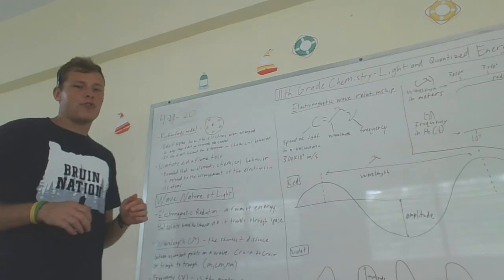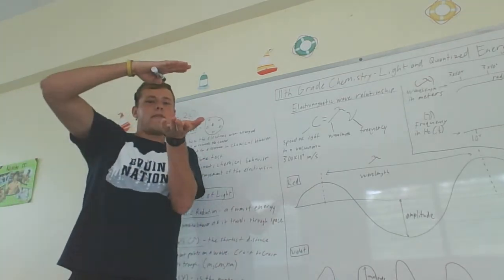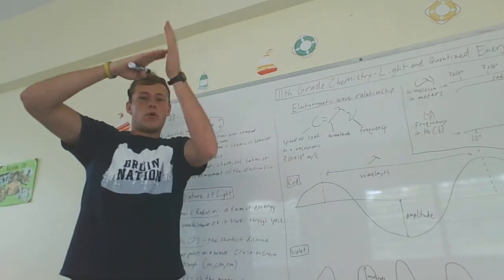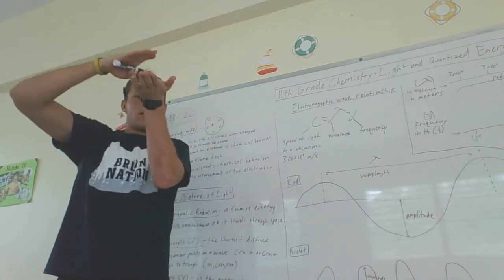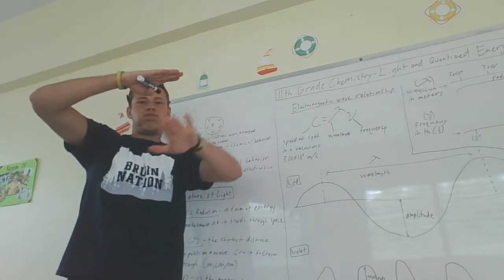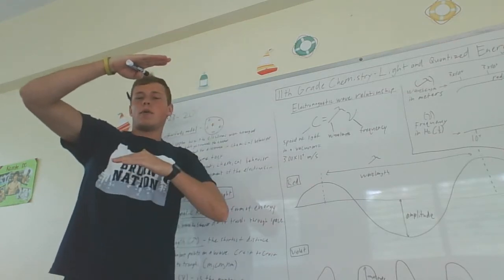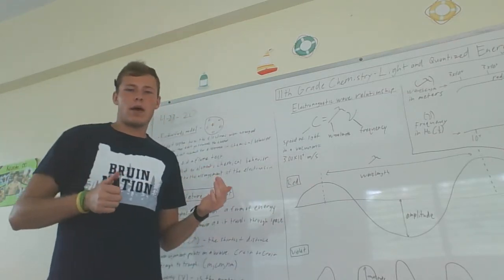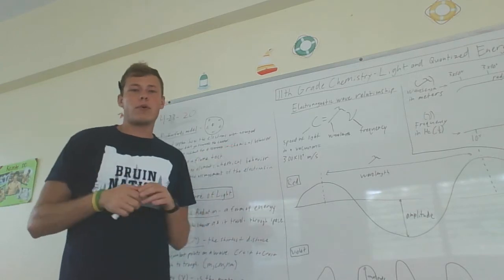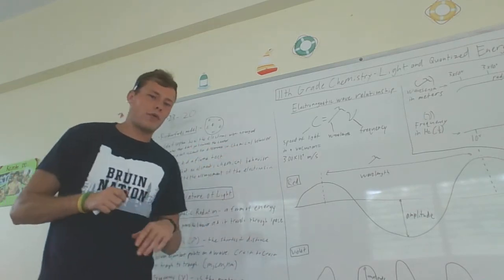And then amplitude is the height of the wave. Whether you have more waves or less, amplitude is measured from the center. So up or down, that's amplitude. And amplitude does not depend on whether it's more frequent or less frequent, or on wavelength. It's independent of those two.